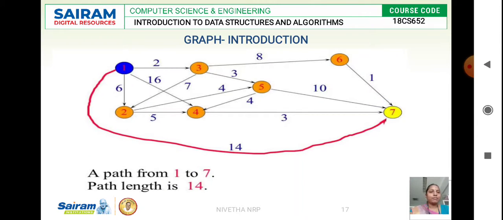Now we'll see the path. For example, how to determine a path of a graph. See here, from 1 to 7, what is the path? What is the path we have? You may have a direct path, that is 1 to 7, the path length is 1. We have another path, 1 to 3, 3 to 5, 5 to 7. But since we have a direct path, the path length is 1 here.